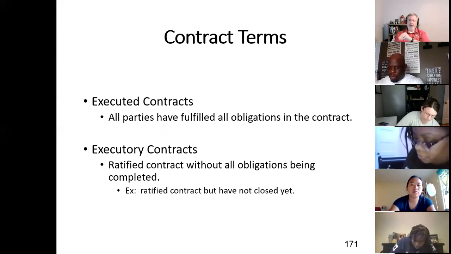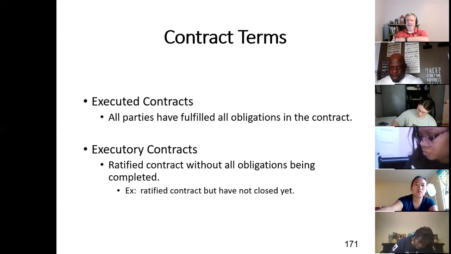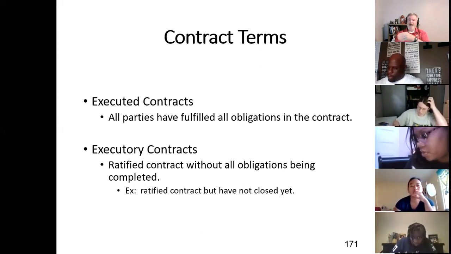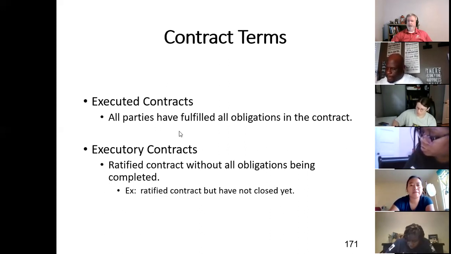So anyway, don't confuse executory with executed. Executory means we have a contract, but not all the obligations have been fulfilled yet. Everybody get that? For example, the house might be under contract, but we have not closed. So it's considered executory. Once it closes, everybody's done what they're supposed to do, then it becomes executed.